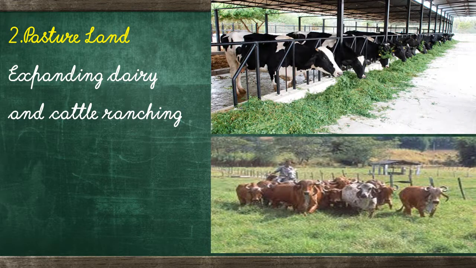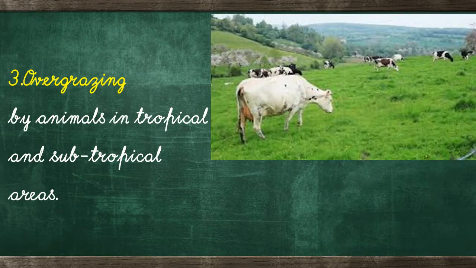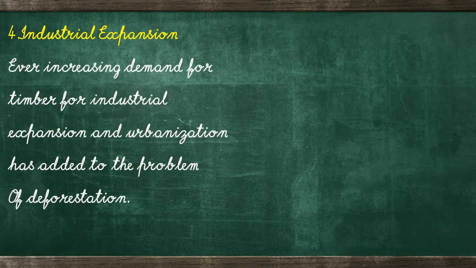Second factor is pasture land. Forests have been converted into pasture land for expanding dairy farming and cattle ranching. That has damaged the forest cover. Next is overgrazing. Overgrazing in the forest by animals in the tropical and subtropical regions has resulted in large-scale degradation of natural vegetation. Fourth factor is industrial expansion and urbanization.